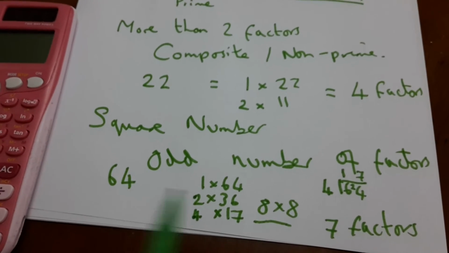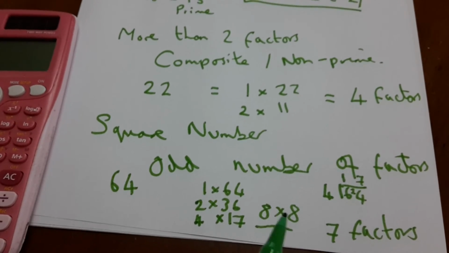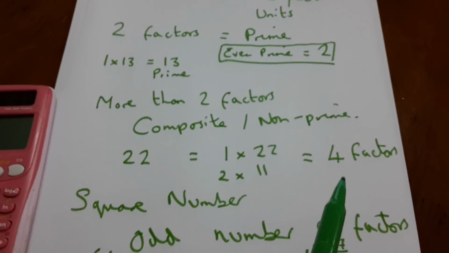So for instance, 64 has 7 factors because 8 is times itself, so it hasn't got a pair. All other factors come in pairs.